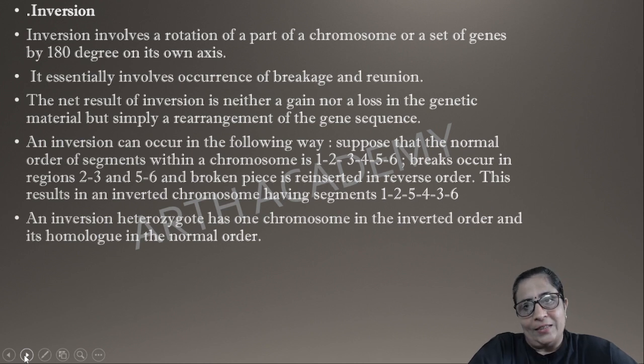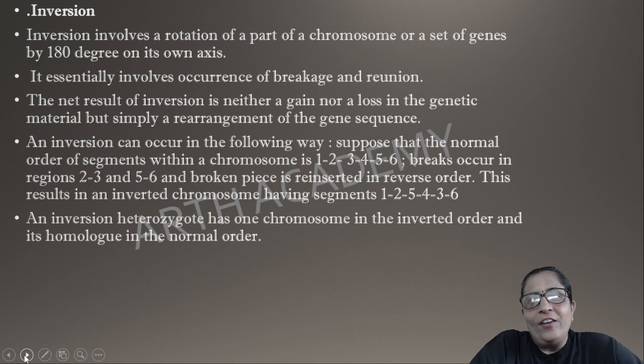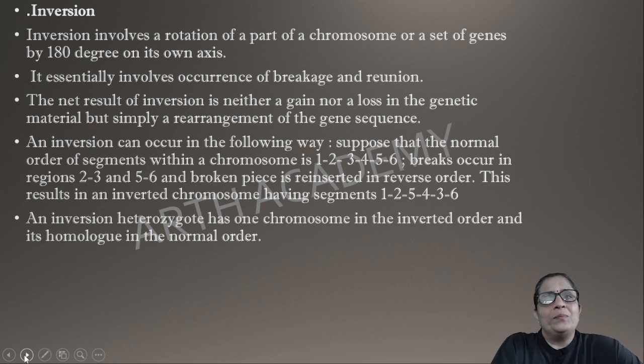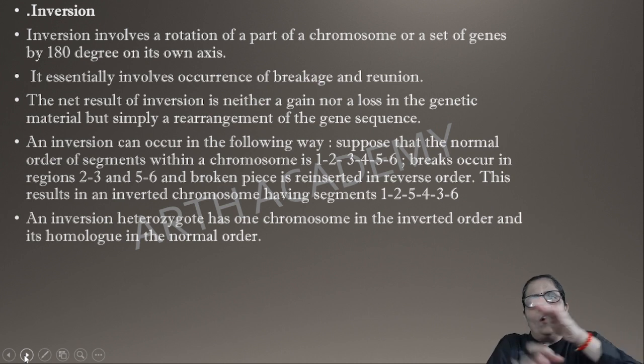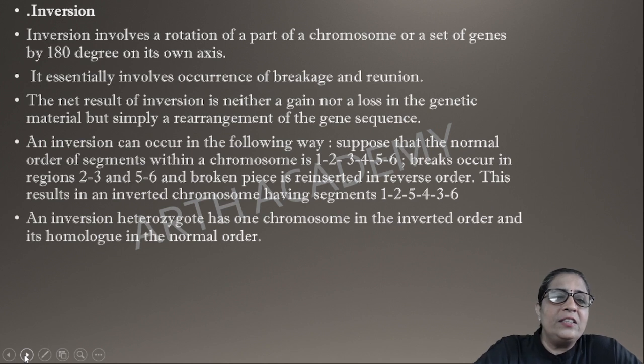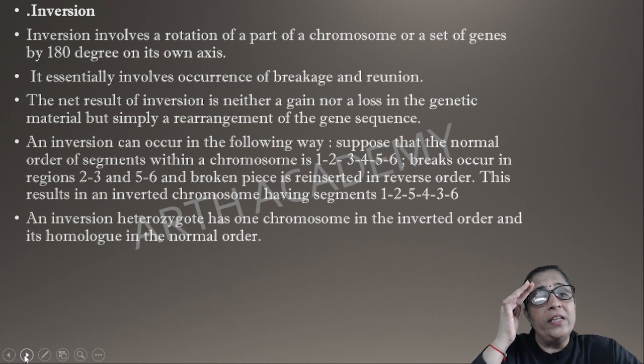So inversion involves the rotation of a part of chromosome or a set of genes by 180 degree on its own axis. Okay, now inversion जब भी होता है students, it involves the occurrence of breakage and reunion. यानी जब वो पार्ट ऑफ क्रोमोसोम रोटेट होगा तो कैसे रोटेट होगा, डेफिनेटली ब्रेक होगा, फिर रोटेट होगा और फिर वहां पे फिट हो जाएगा. सो इट इन्वॉल्व्स ब्रेकेज एंड रीयूनियन.